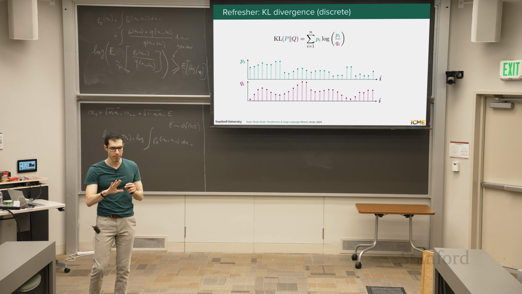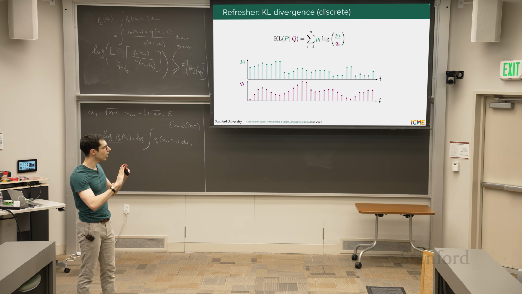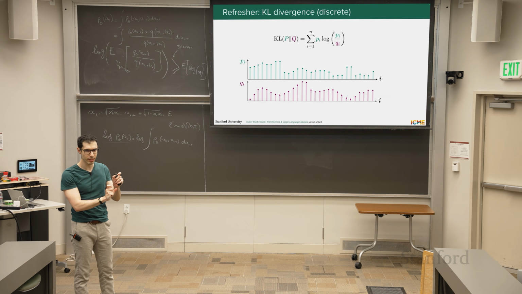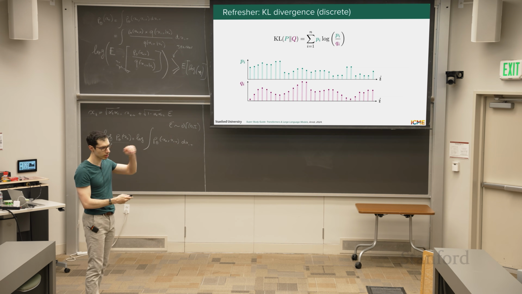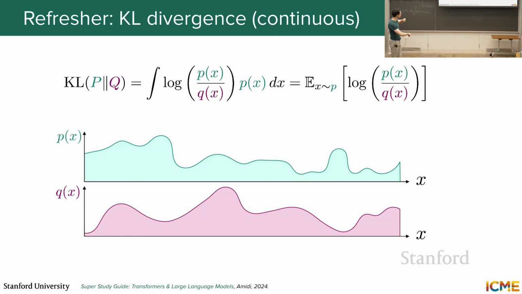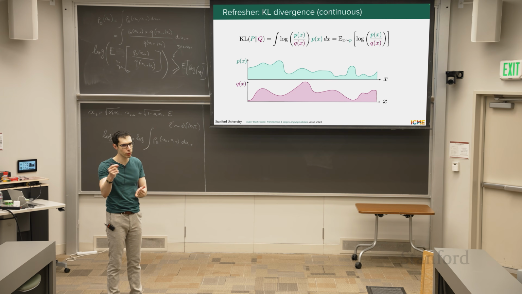So by taking the sum of the log of the ratio between these two probabilities weighted by the probability distribution P. So in the discrete world, it's going to be like this. But we're going to be mostly in the continuous world. And in the continuous world, the KL divergence is this, but in integral form. And it's the same as saying you take the expectation of the logarithm of the ratio if you were to assume that x is sampled through P.